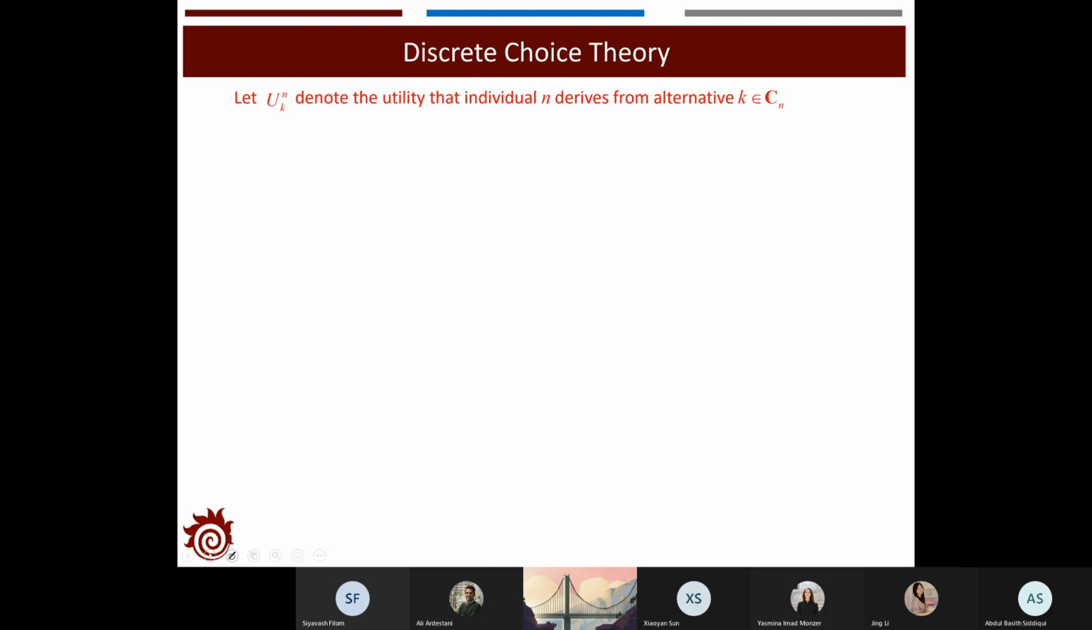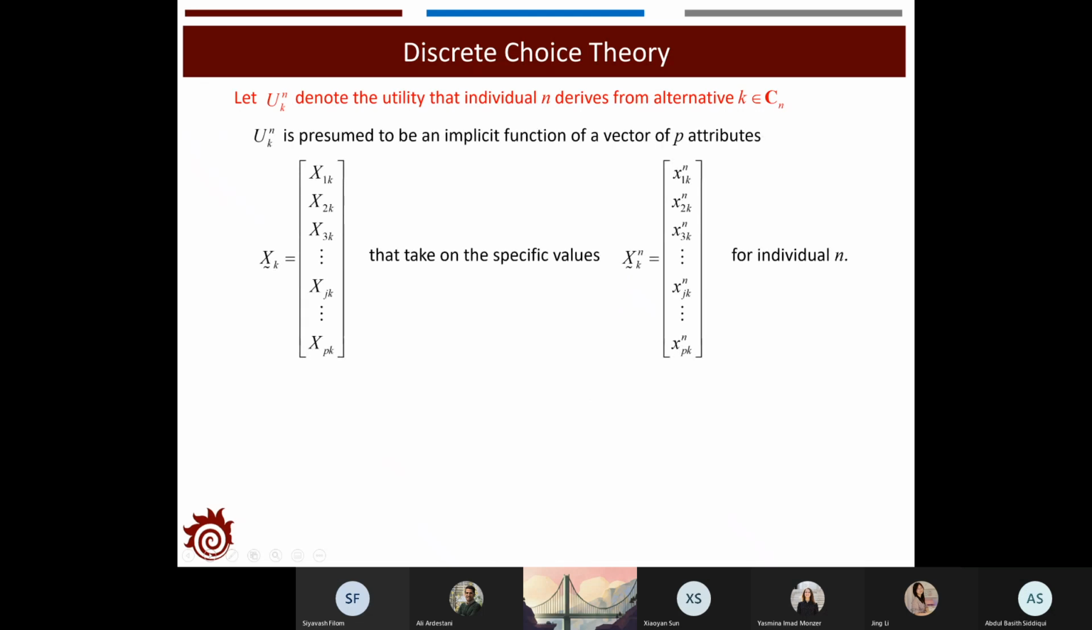Now, based on the definition, we need to think about how we're going to estimate the utility. Finding the most accurate estimation of the utility is the key step for you to decide your decision. In the discrete choice theory, we assume that the utility is a function of a set of attributes.